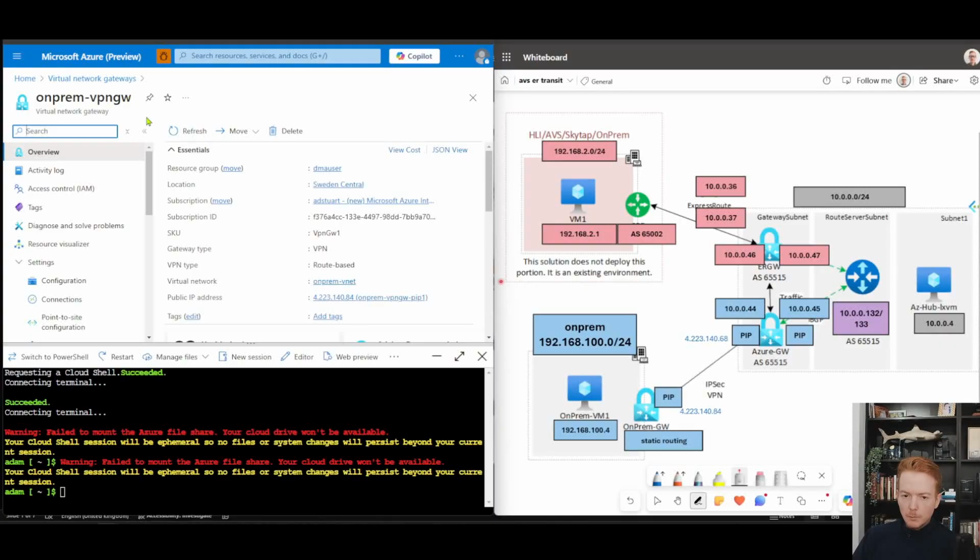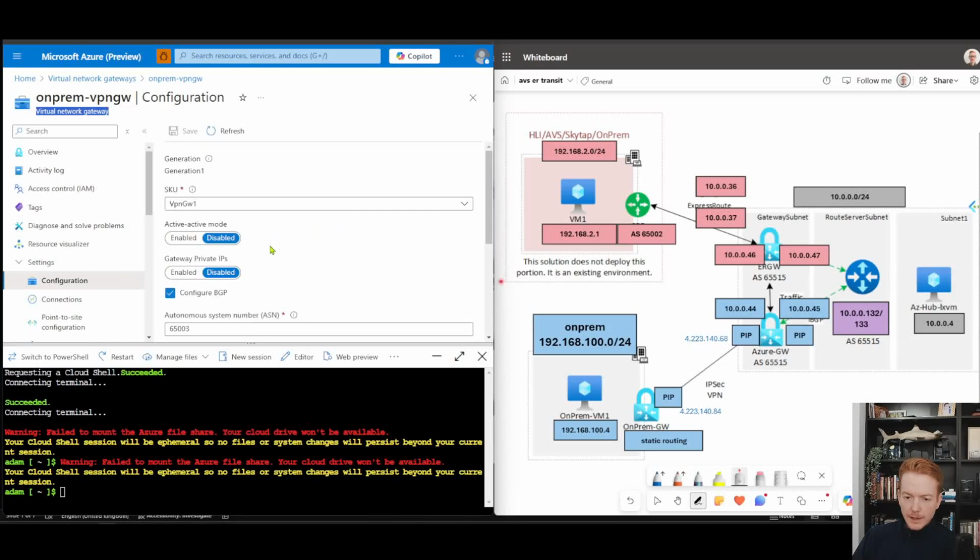So here we have my on-prem. Let's imagine this to be the on-prem firewall that's terminating your IPsec connection. As I said, in my case, it's an on-prem simulated gateway. It's a virtual network gateway in Azure. And if you're particularly keen-eyed, you'll see my resource group is actually named after Daniel, so DMauser. So thanks again to Daniel for the fast lab build out here. So we've got route-based VPN, VPN Gateway 1 SKU. You see it's got a public IP there.